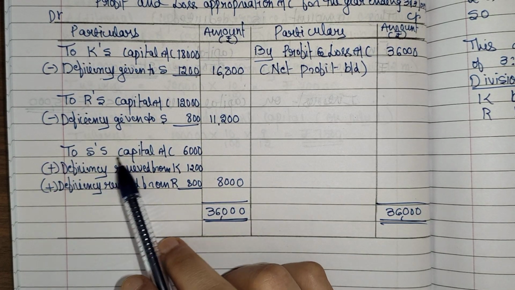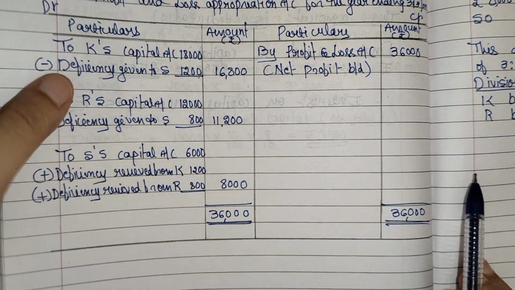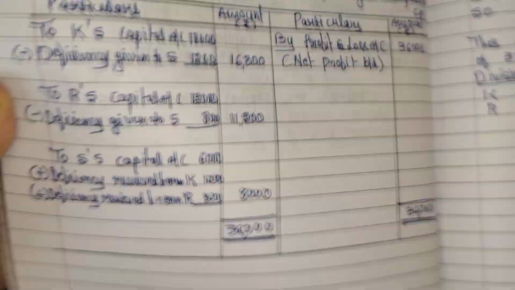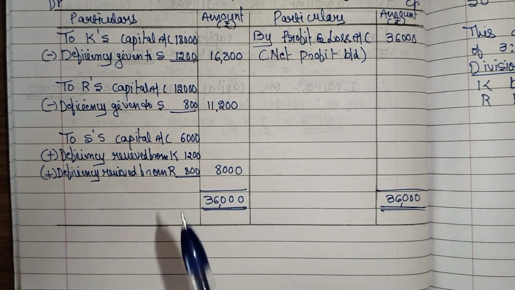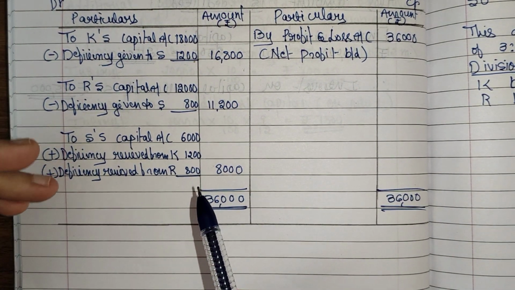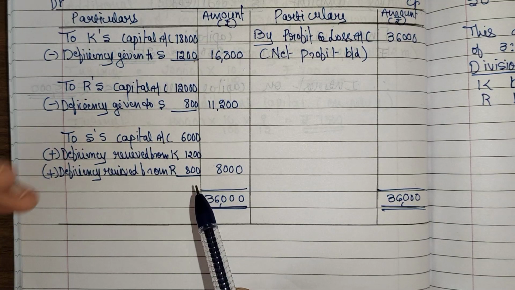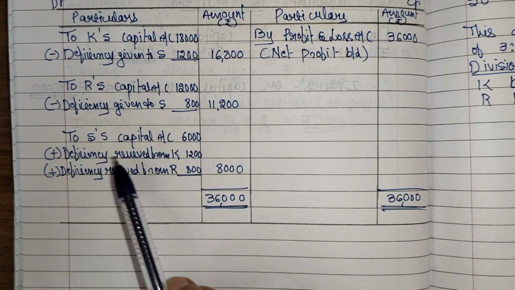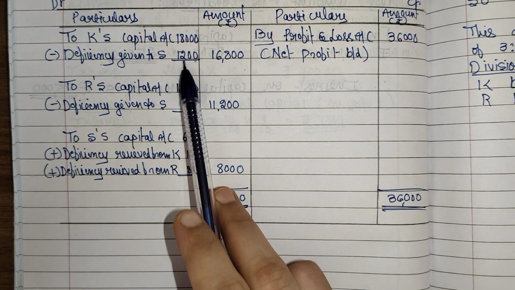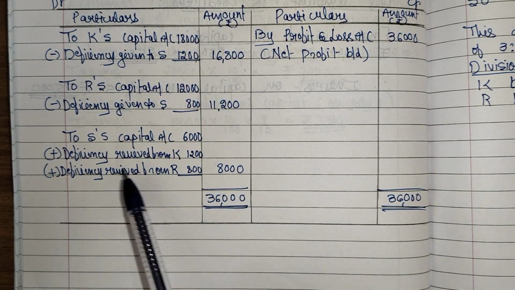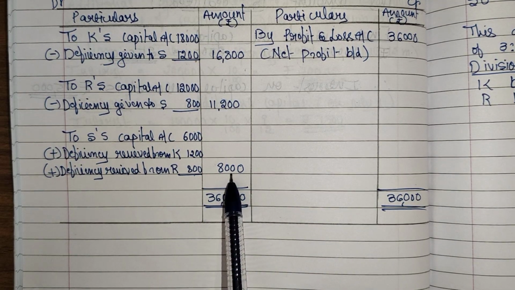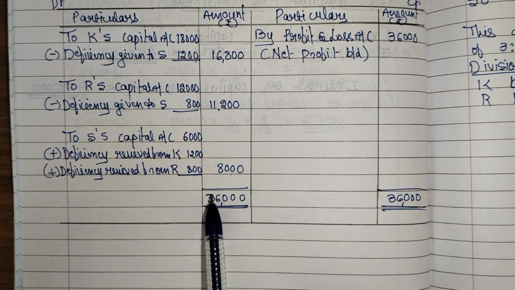Now to S's capital account. S's share of profit is 6,000, right? But K and R promised that they will give a minimum sum of rupees 8,000. So here add the deficiency received from K, 1,200, and the deficiency received from R, 800. It is totally 8,000 rupees. Now you need to total: 36,000, 36,000.